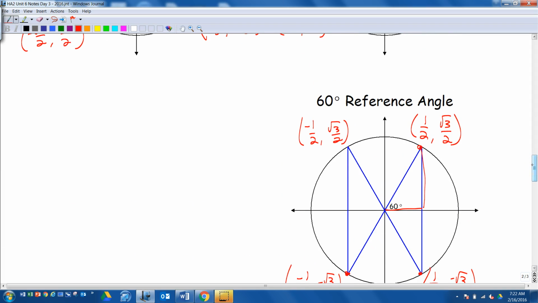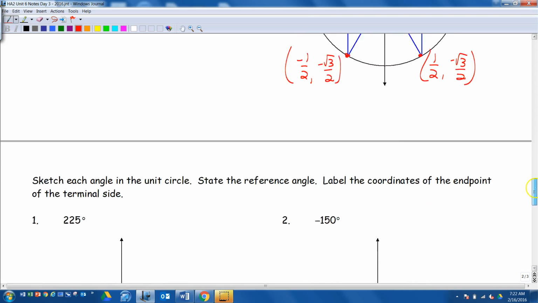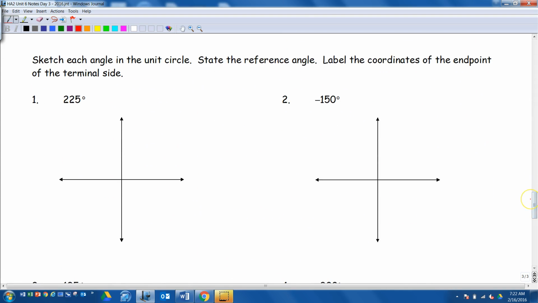So you can only do this at those certain angles that have references of either 30, 60, or 45. But you guys will have to memorize those eventually. So let's look at some problems. First of all, we're going to do a unit circle.